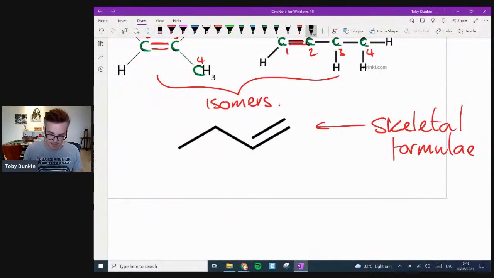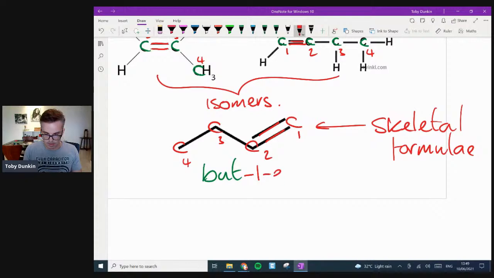So this one is, once again, what you do is you count the kinks in the chain. Carbon, carbon, carbon, carbon. Once again, this is a bute. 4 carbons in the chain. And it contains a carbon-carbon double bond between carbons 1 and 2. So this is bute-1-ene again.